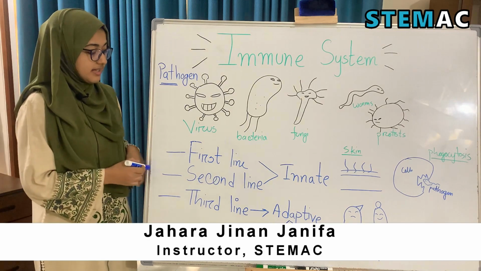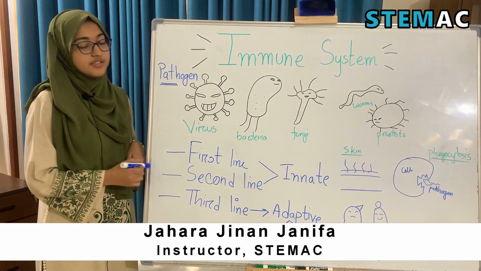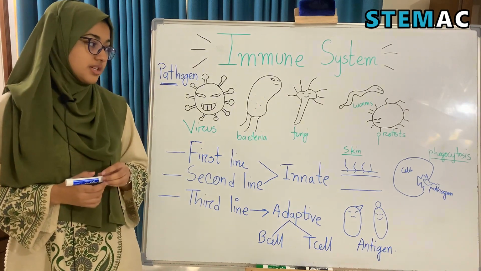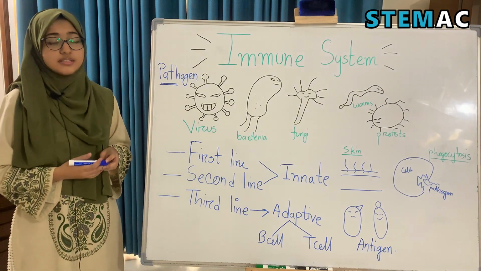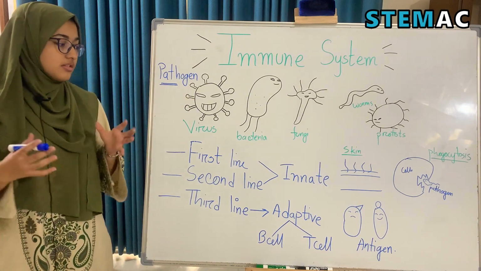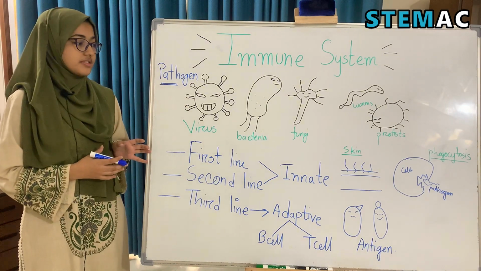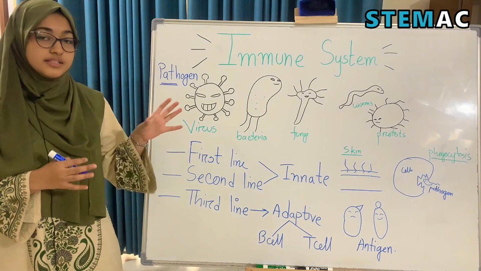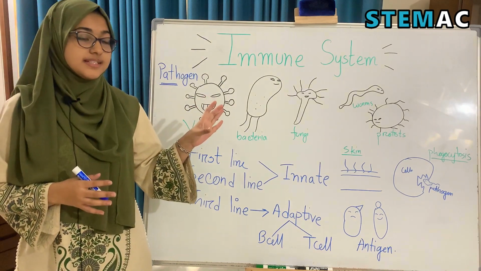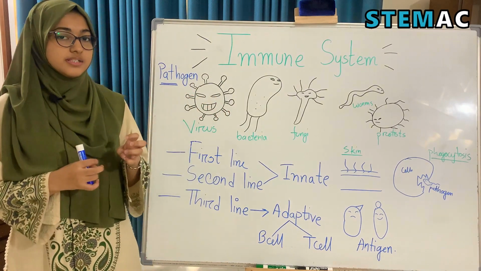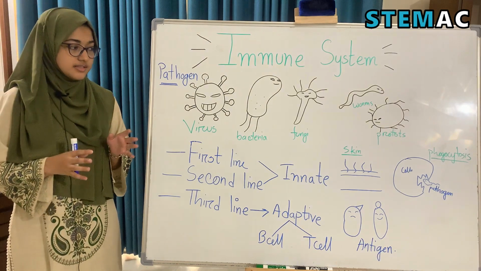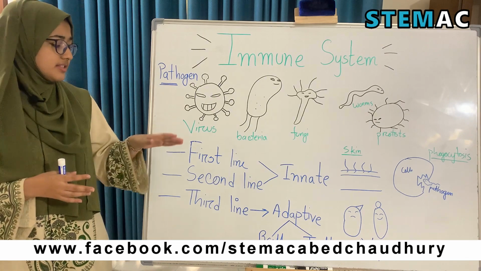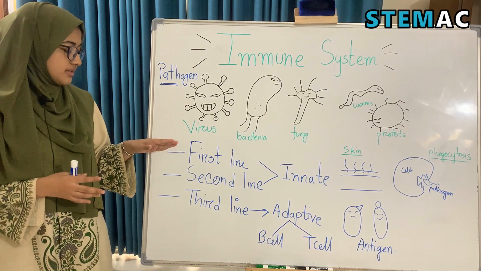And then the second line of defense. In the second line of defense, phagocytic leukocytes work. Also antimicrobial proteins, the inflammatory system and fever all work together in the second line of defense. For example, we can talk about phagocytosis. In that process, the phagocytic cells engulf the pathogen, digest it and excrete it. So the pathogen gets killed. In this way, the second line of defense works.